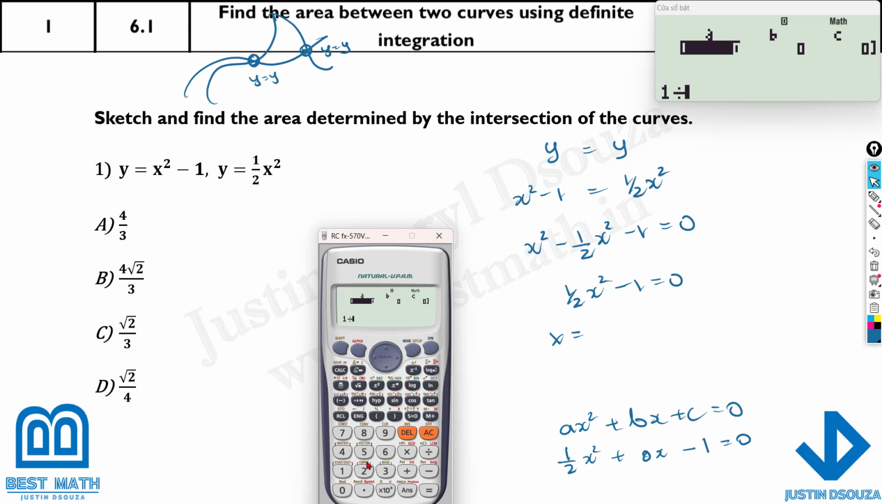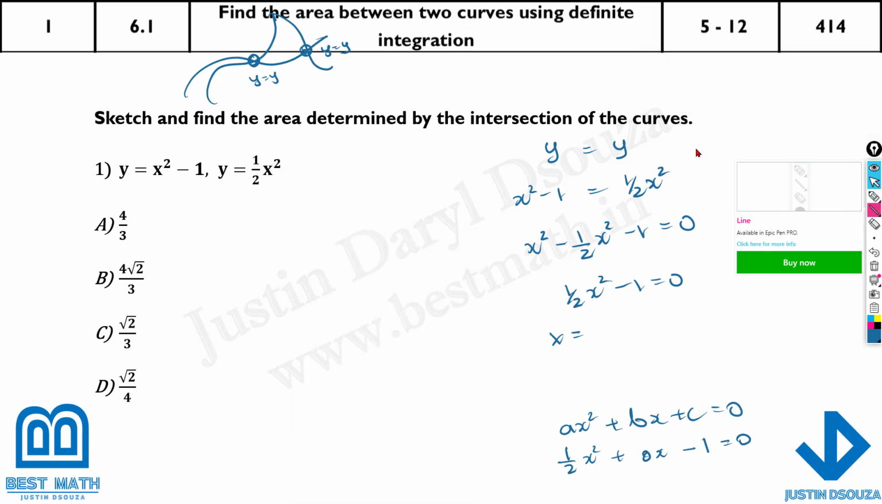It's half, 1 divided by 2, or 0.5, and there's nothing in terms of x, and then we have minus 1. So the answer is root 2 and minus root 2. That's it, because it's a quadratic, only 2 solutions, isn't it?